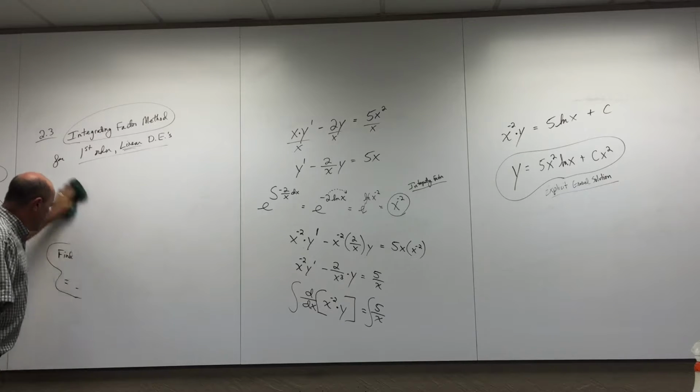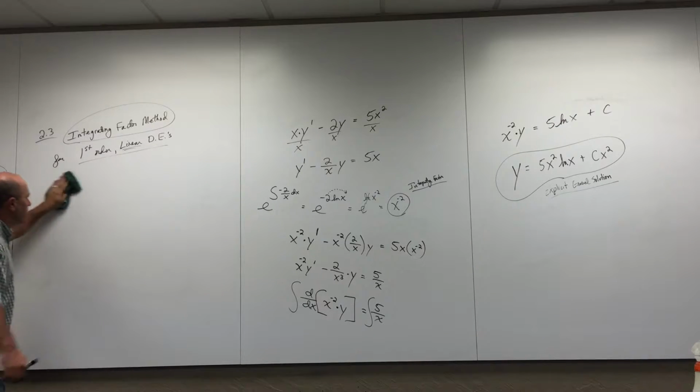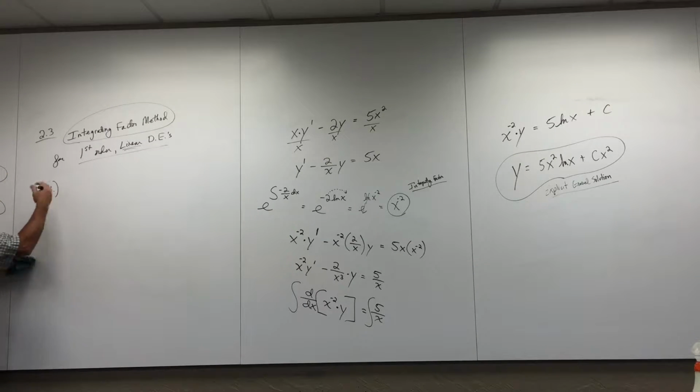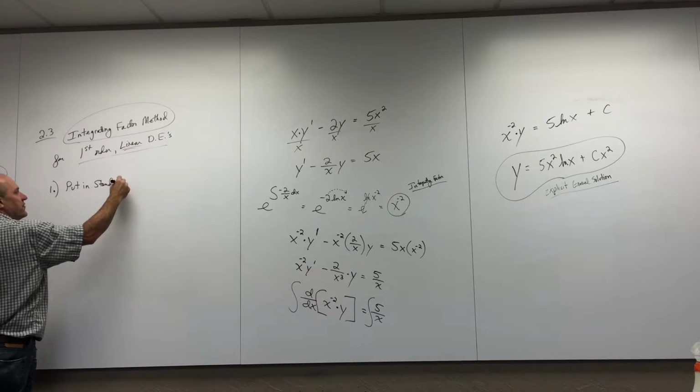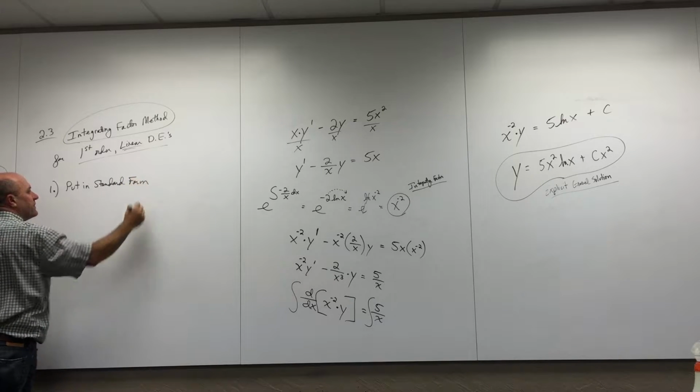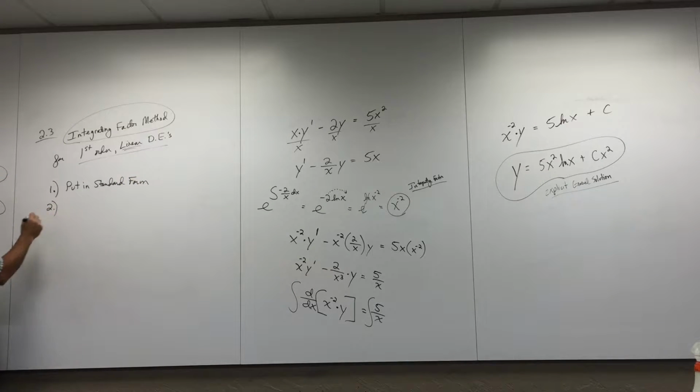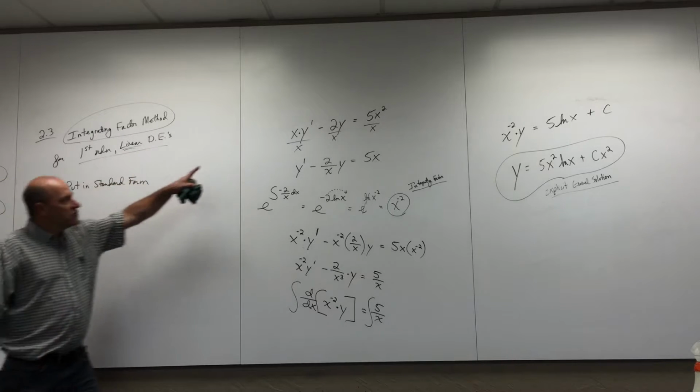Let's just recall those steps. I'm going to write it down like steps now. That's why I told you I promised you this. So when you do this method, step 1 is, can I say, put it in standard form? You know what that means. Put it in standard form. So you saw that's what we did first. We divided by that x.